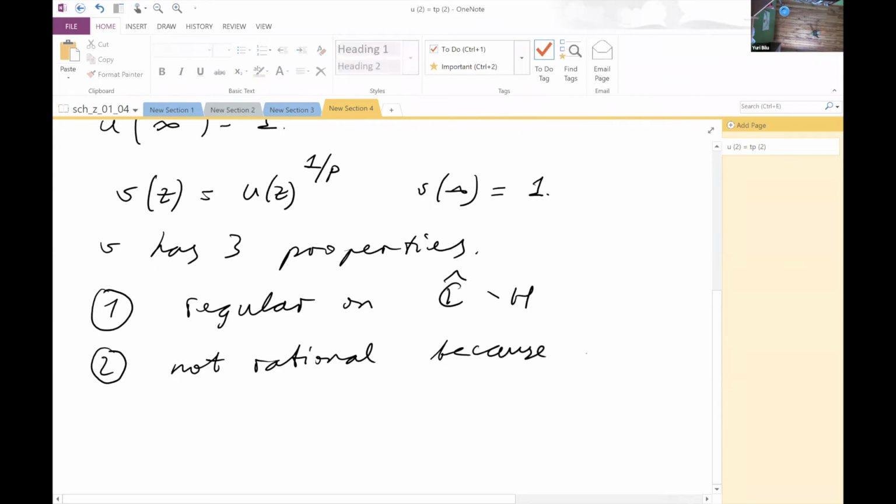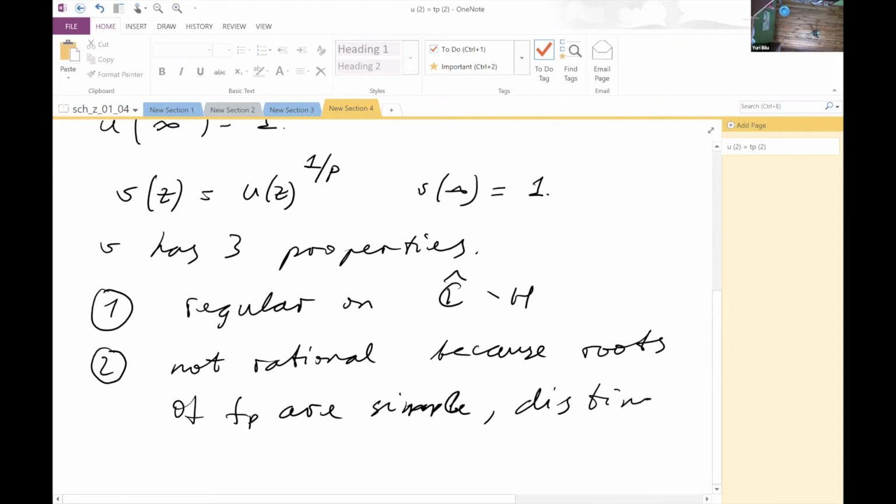Because the roots of the numerator are simple and distinct for the roots of the denominator. Distinct from the roots of fp squared.